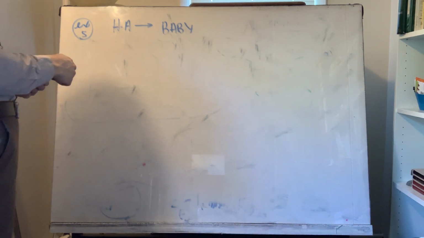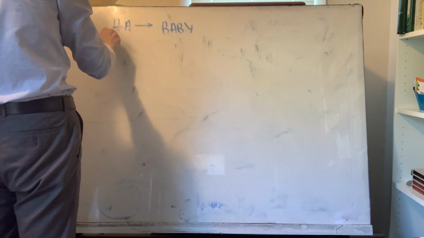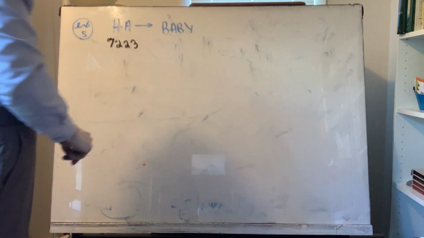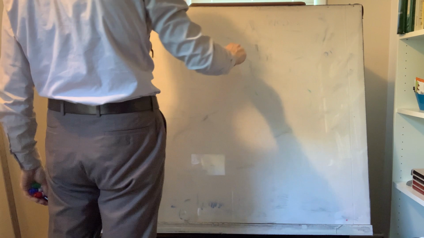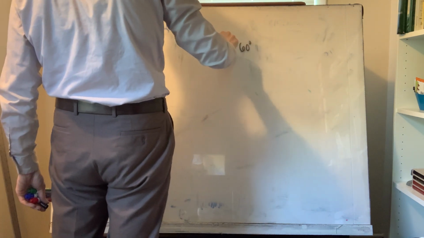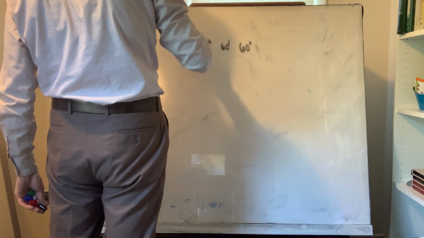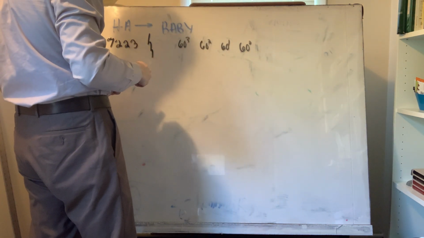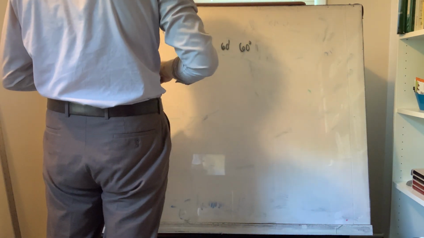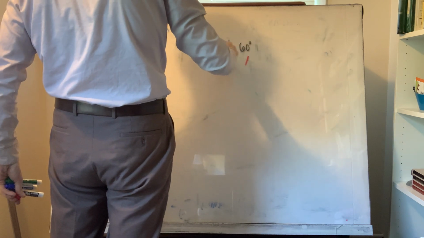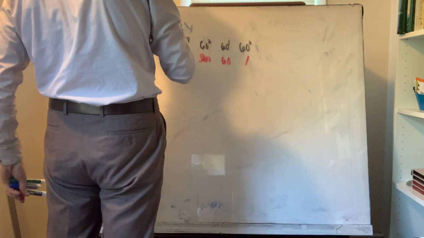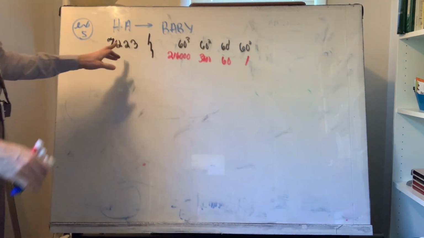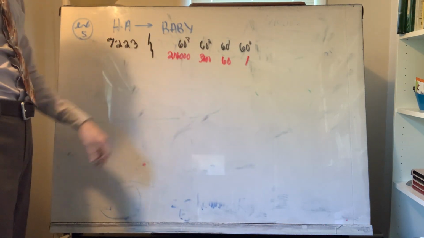If the original number is 7,223, and we established that we have these figures to work with: 60 to the 0, 60 to the 1st, 60 to the 2nd, 60 to the 3rd. And their equivalents are 1, 60, 3,600, 216,000. What will we start dividing by as we compare here?